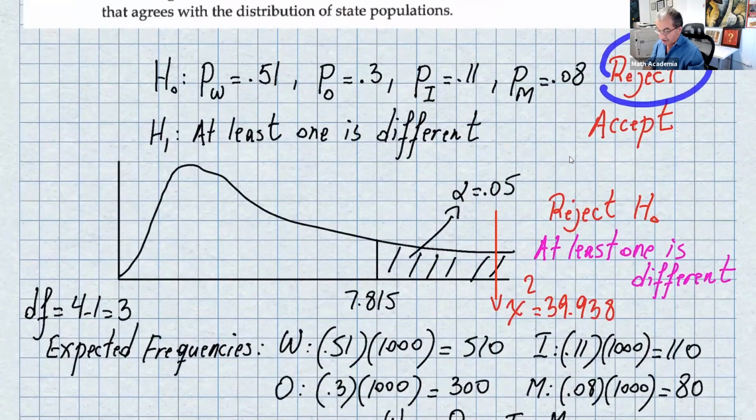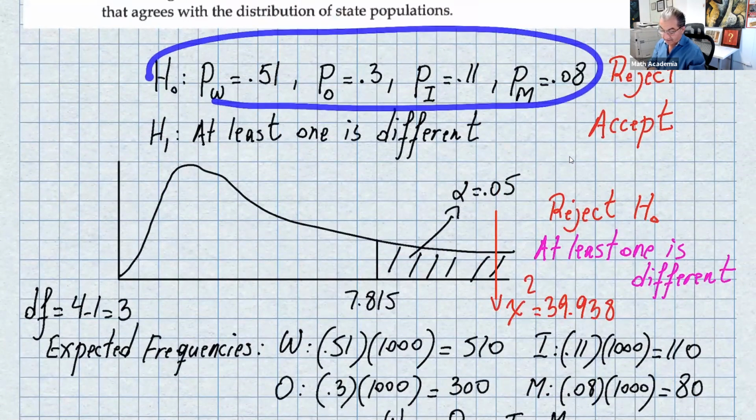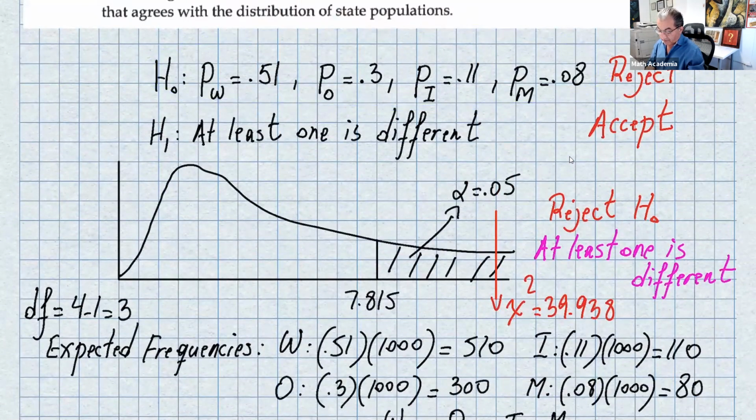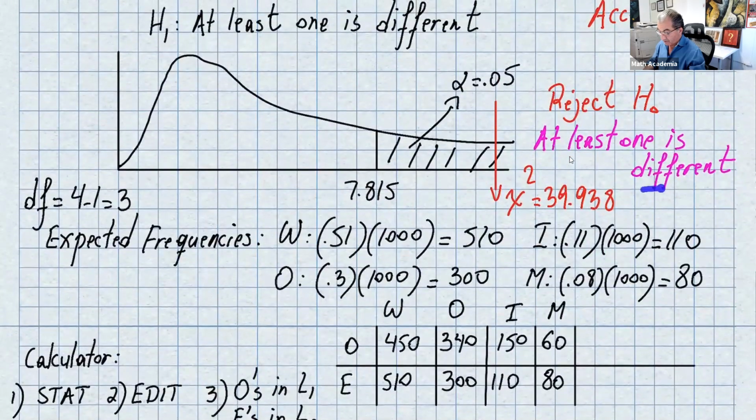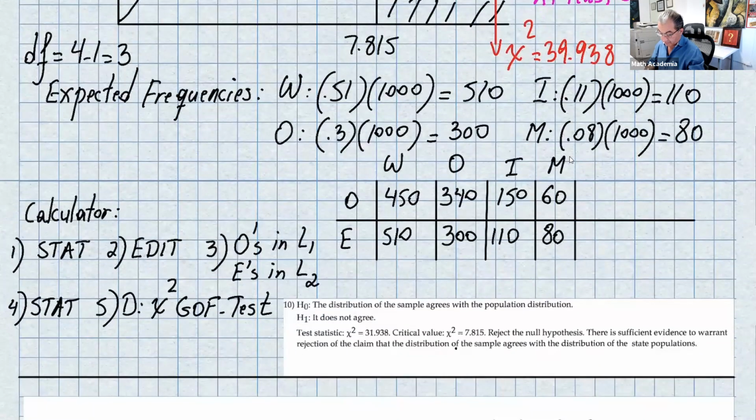So first conclusion, reject H0. So we are rejecting the percentages. According to the researchers, these are not the percentages with the given sample that he has. Or you can say at least one is different for the final conclusion. Let's check the solution. The distribution of the sample agrees with the population distribution, which means the proportions are equal. And the second one, it does not agree.